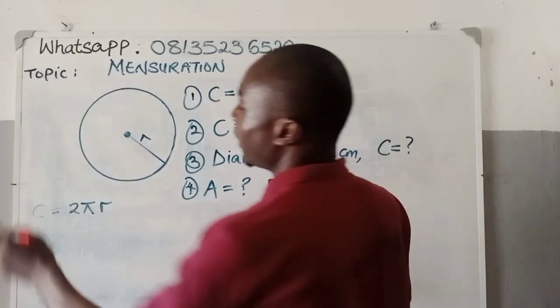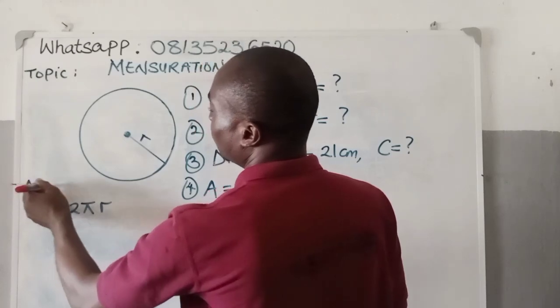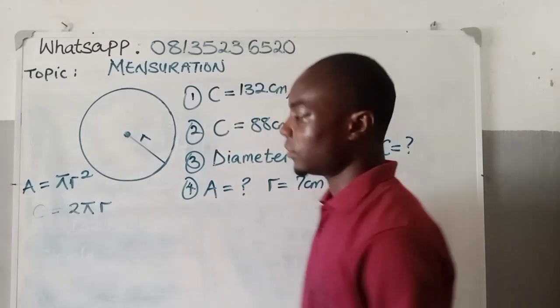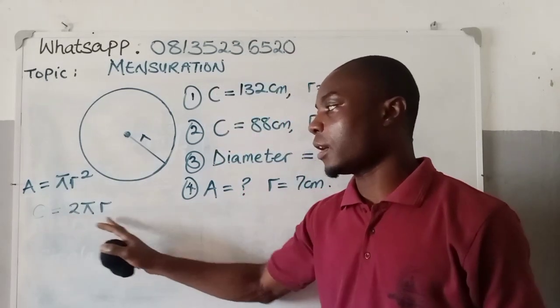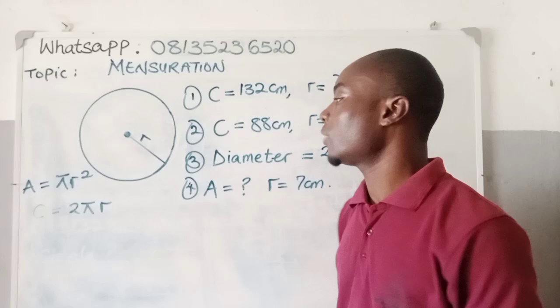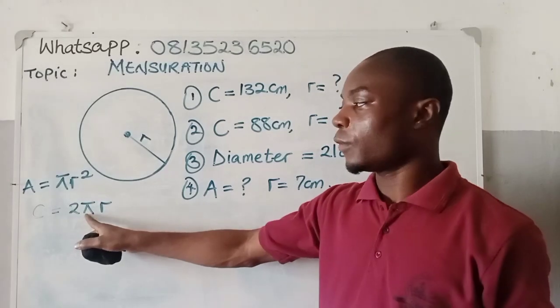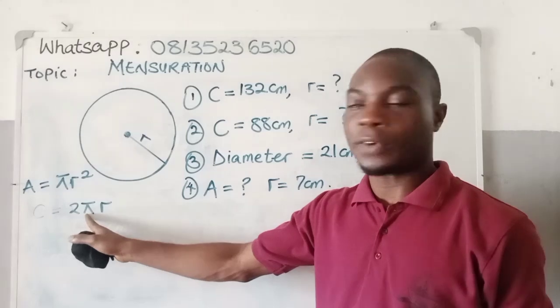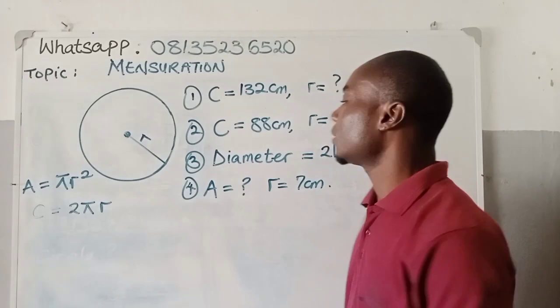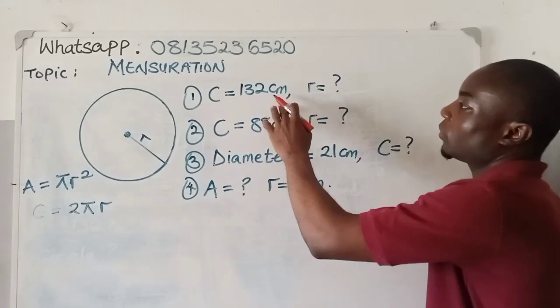All right? And the area of a circle is equal to pi r squared. Circumference of a circle is equal to 2 pi r and the area is given as pi r squared. So those are the formulas we're going to be making use of. So let's not forget that the value of pi is equal to 22 over 7. It's a constant value. So let's answer the first question.